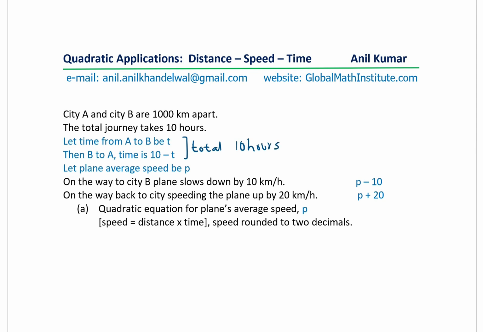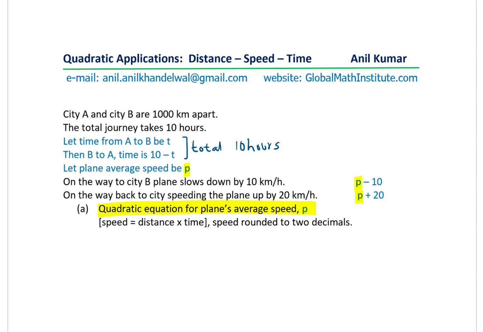Let plane average speed be p. So we have defined a variable, plane average speed. We have taken lowercase p. And while going, it is slower, so p minus 10. While returning, it is faster, p plus 10. Correct? And now we'll do part 1, which is deriving the quadratic equation for plane's average speed. Perfect? So let's see how to do this.